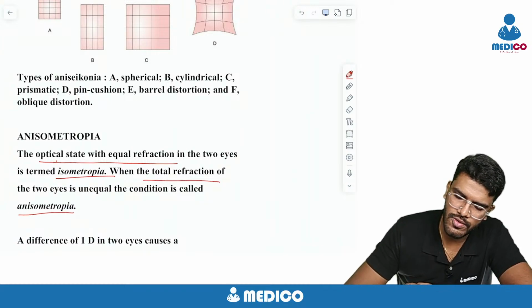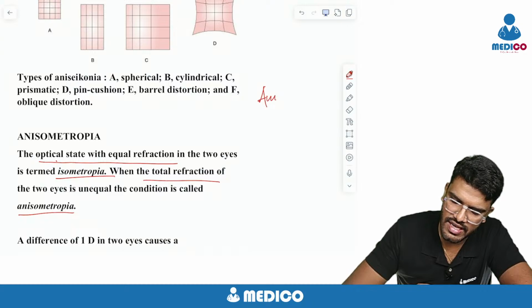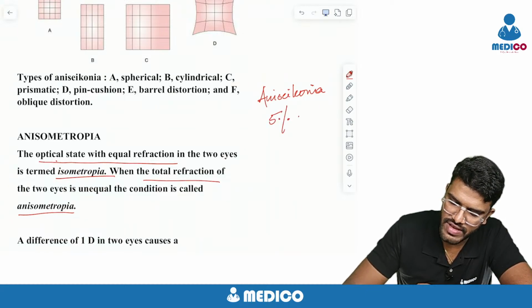Now remember the difference in the perception of aniseikonia. Up to 5 percent is well tolerated.